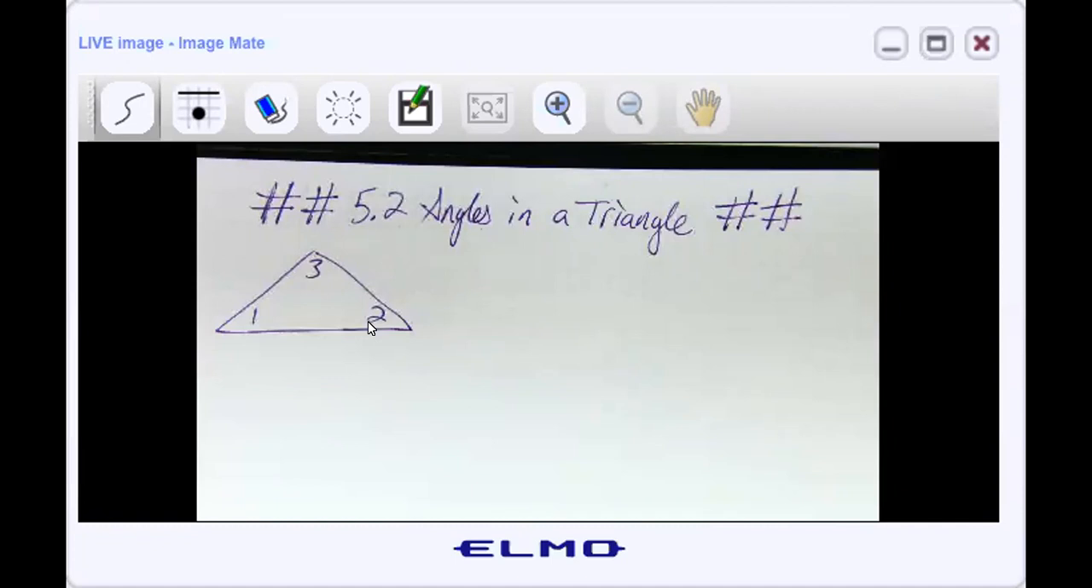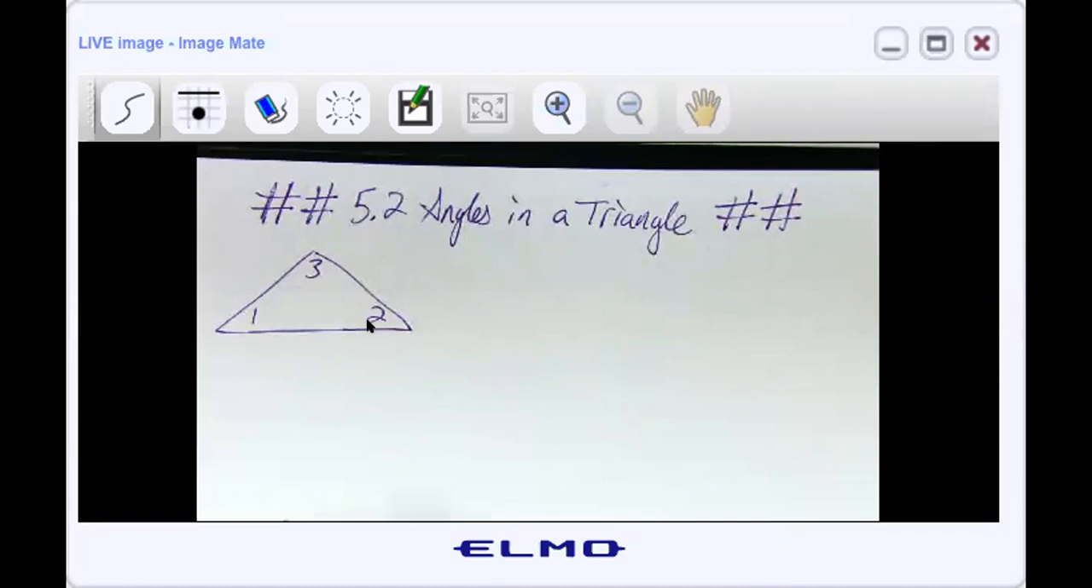Three angles in a triangle. What do they add up to be? Take a guess. Okay, 180. Oh, thank you. 180, I got. Yes, it is 180.